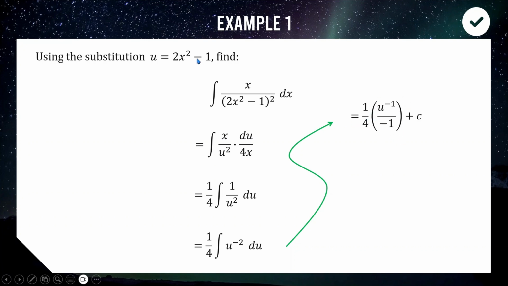Okay, now we're going to simplify this, and to finish it off, we're going to sub back in the fact that u is equal to 2x² − 1. So with questions like these, you have to make sure you back substitute if you want to get full marks.